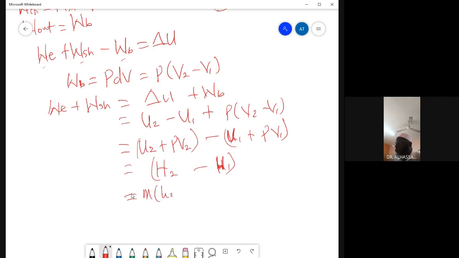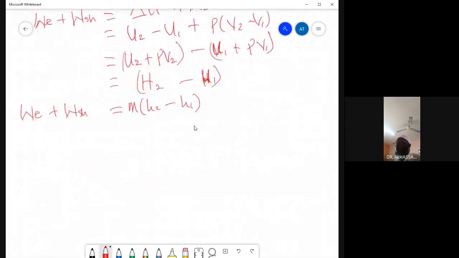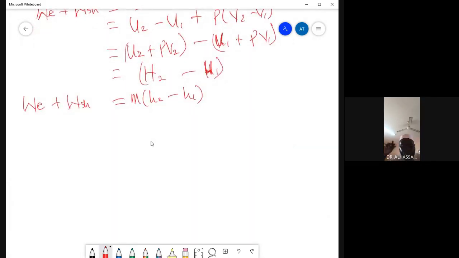You can have M, H2 minus H1 specific values. So that is our WE plus the shaft work. Okay. So now our aim over here is to determine H1 and H2. So let us go back to the question and try to determine the state properties.